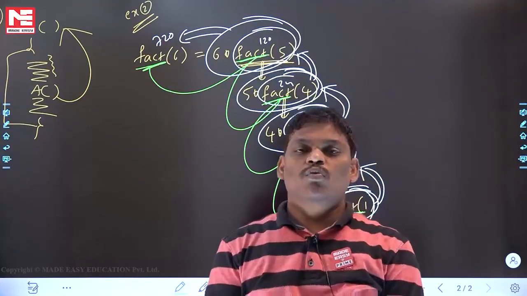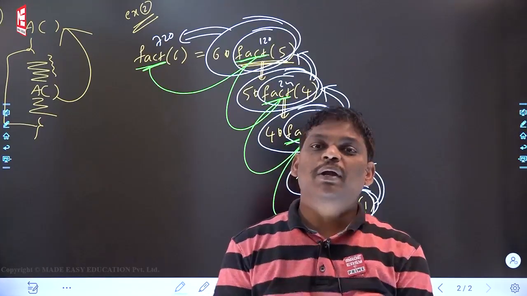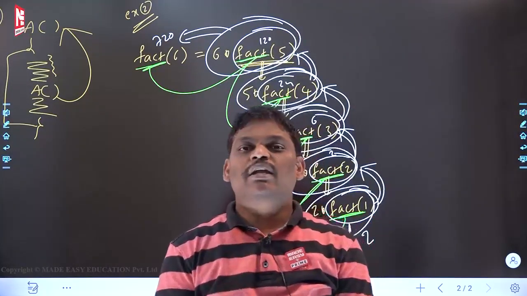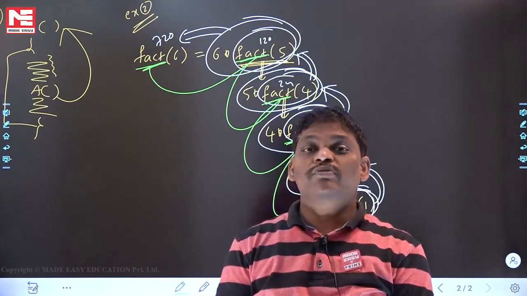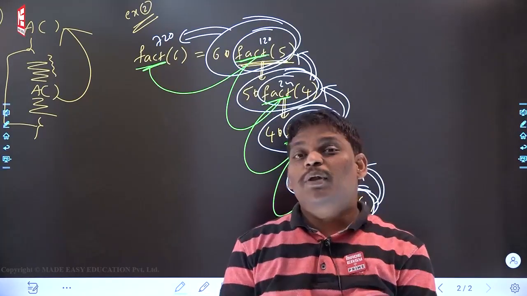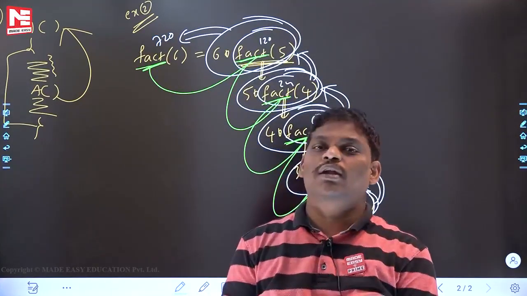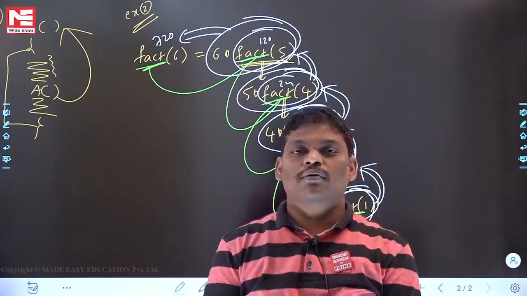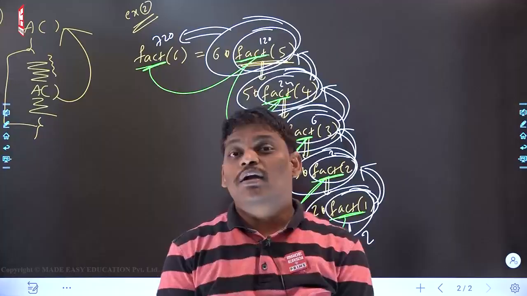Waiting is going on. Whoever called first has to wait a long time because he is depending upon so many people. 6 is waiting for 5, 5 is waiting for 4, 4 is waiting for 3, 3 is waiting for 2, 2 is waiting for 1. 1 is not waiting for anyone. How many people are called in total? 6, 5, 4, 3, 2, 1. I think 6 people called. Who called first? Factorial of 6 called.